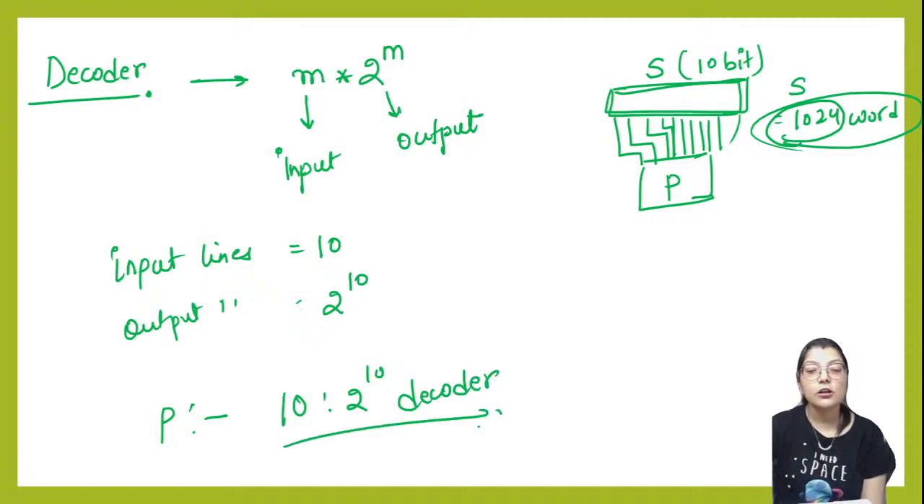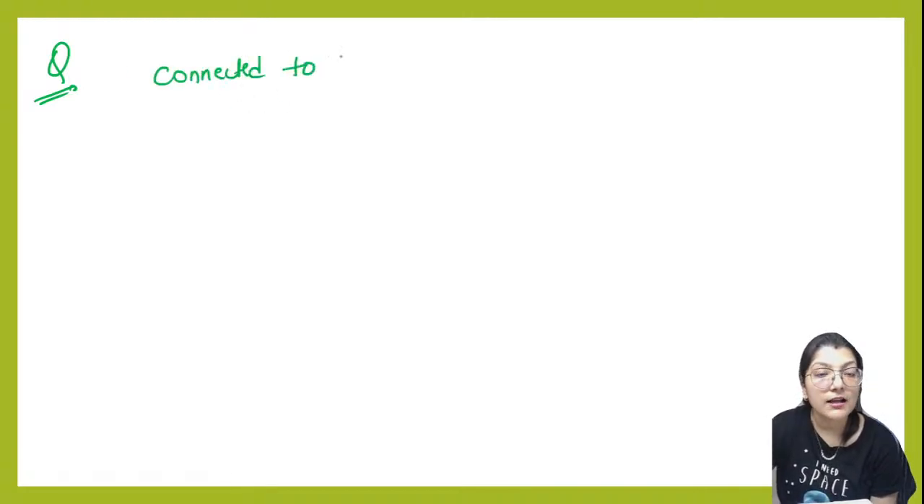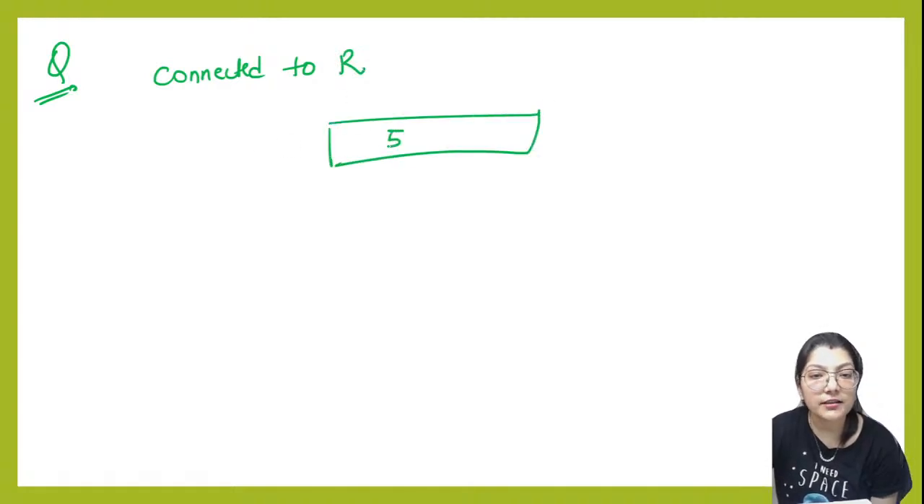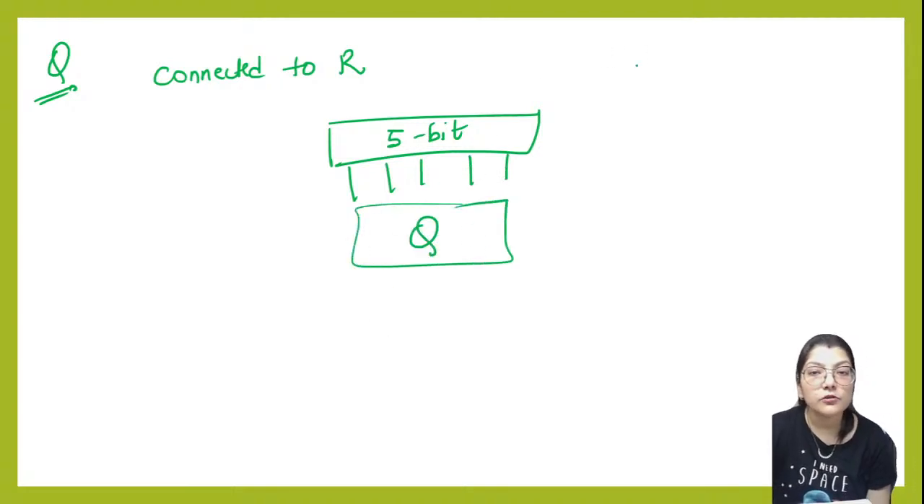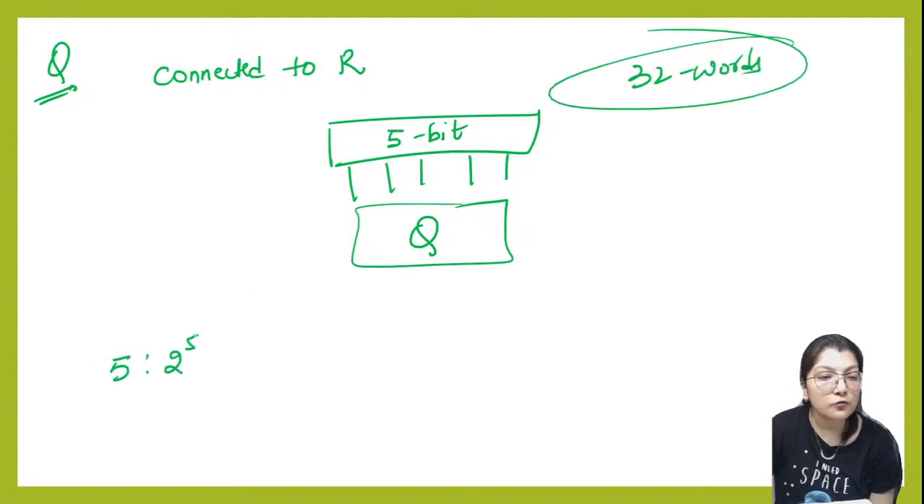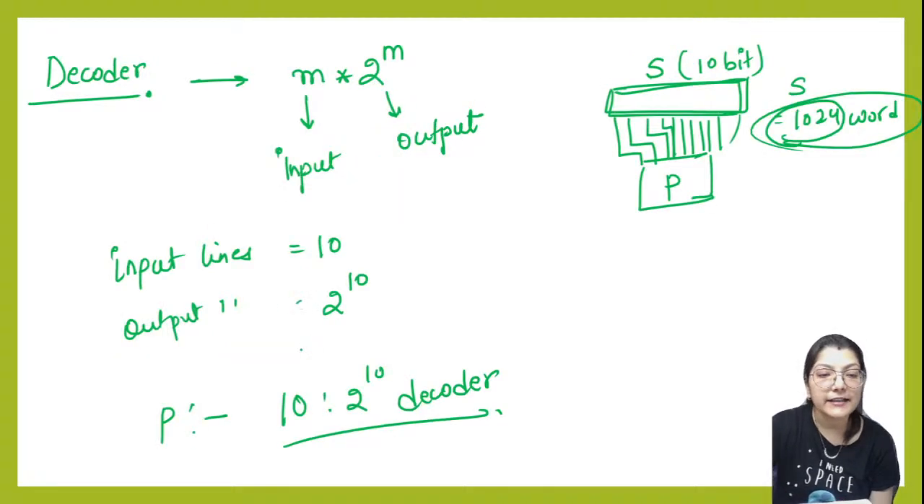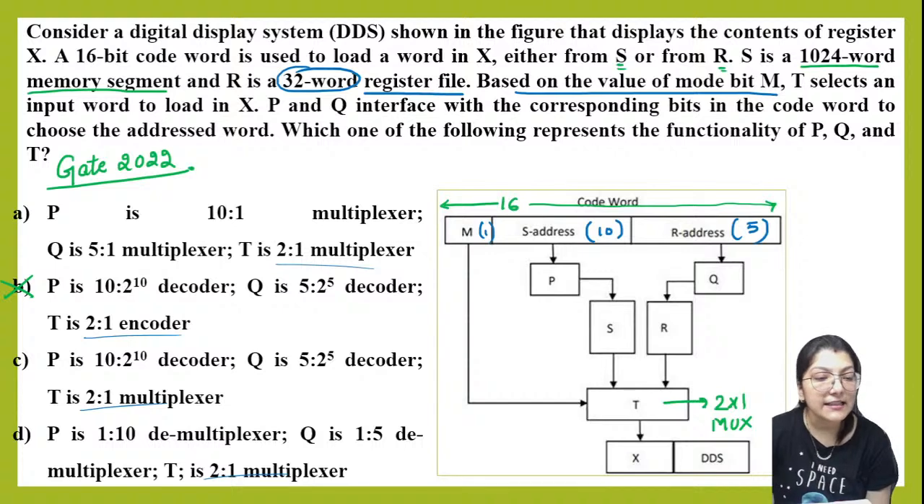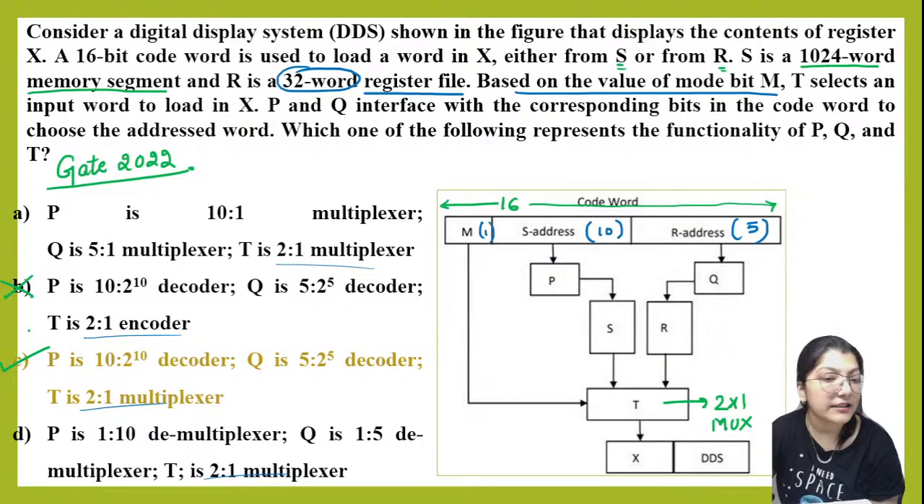Similarly it is for q, sorry, q. In the case of q also, they are saying that q is connected to r. So r is a 5-bit address. So those 5 bits will go to q, and then from those 32 words we have to select one word. So it will be a 5 into 2 raised to power 5 decoder again. So the correct answer to this question will be option number C, that is, P is a 10 into 2 raised to power 10 decoder, q is a 5 into 2 raised to power 5 decoder, and t is a 2 into 1 multiplexer. Did you understand the question?